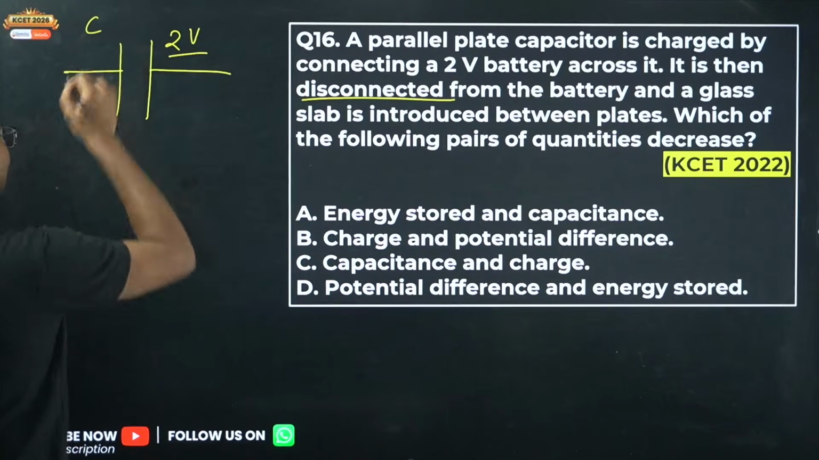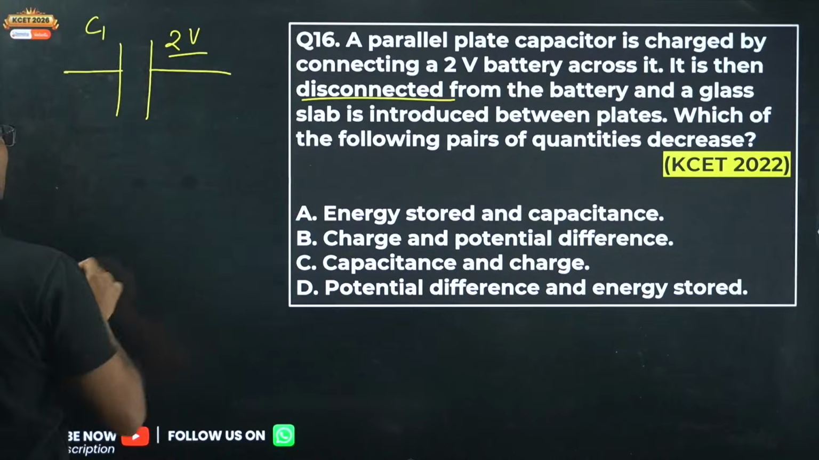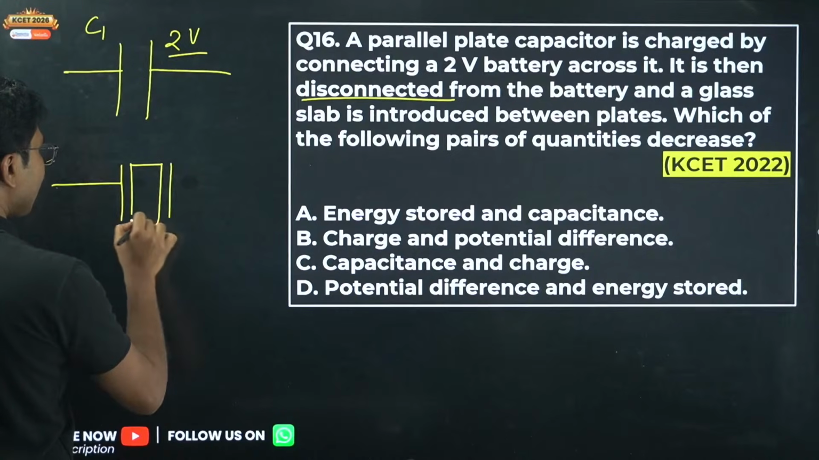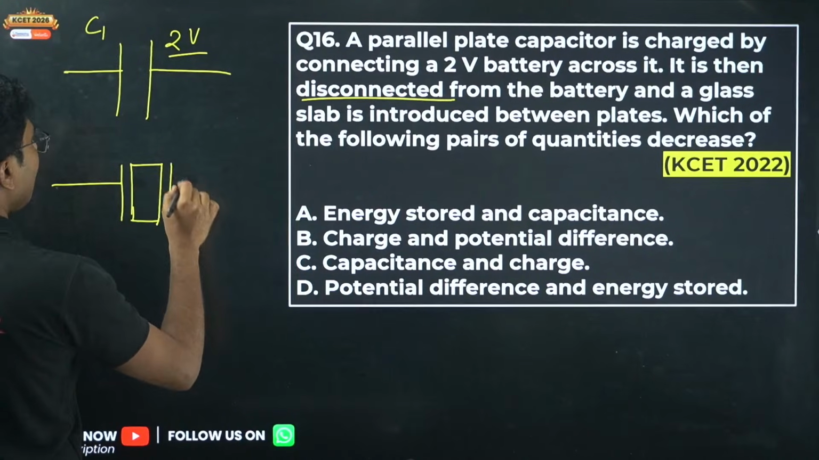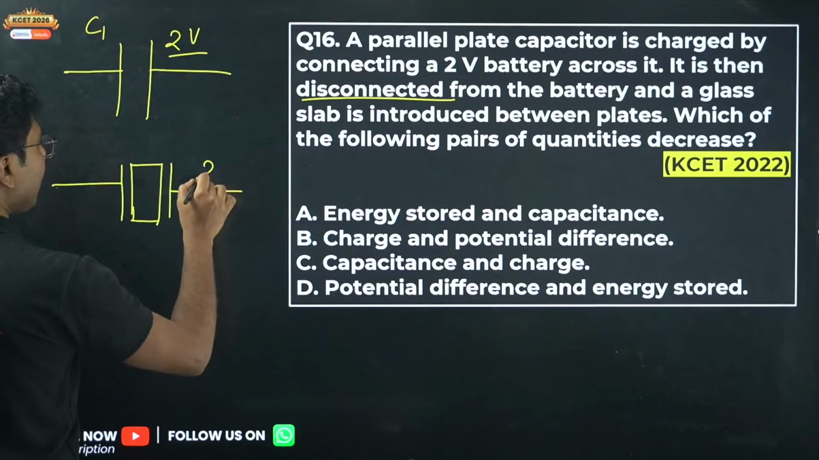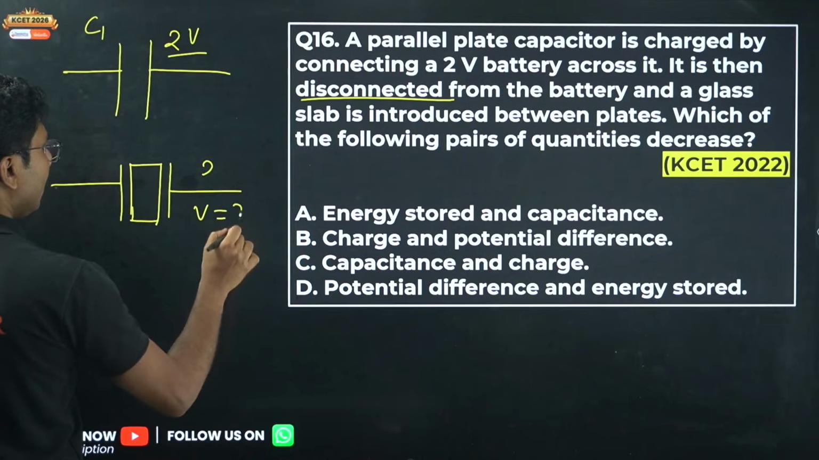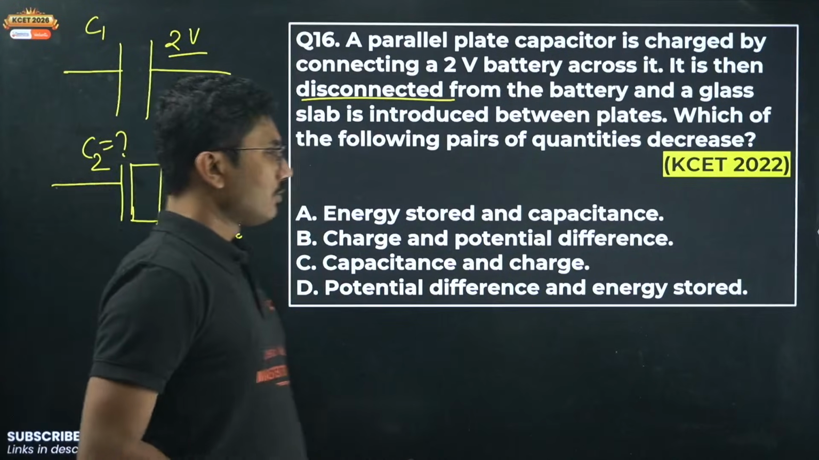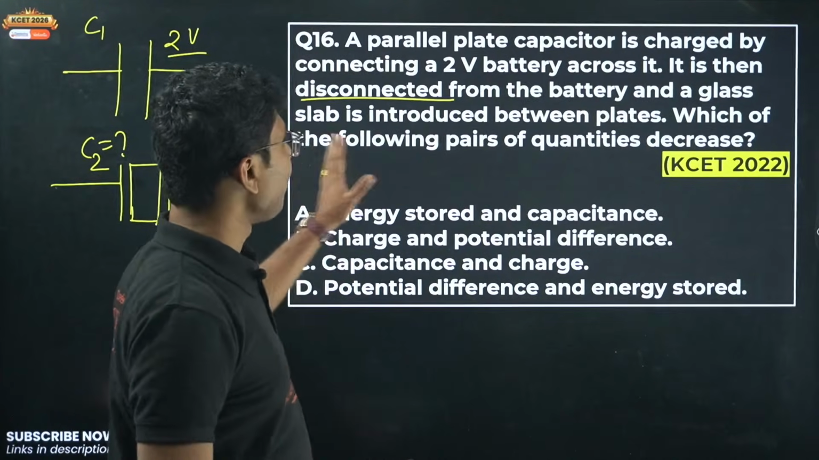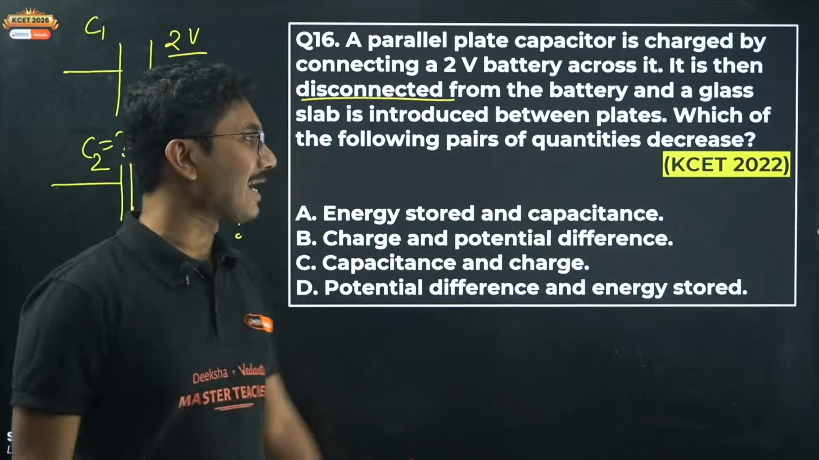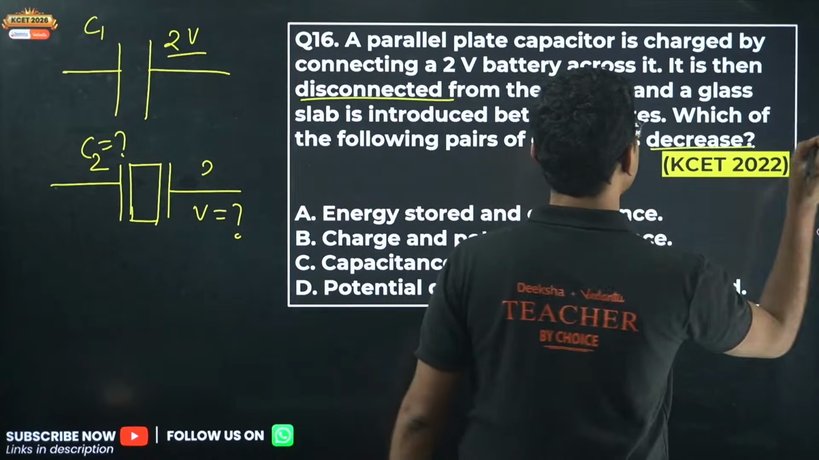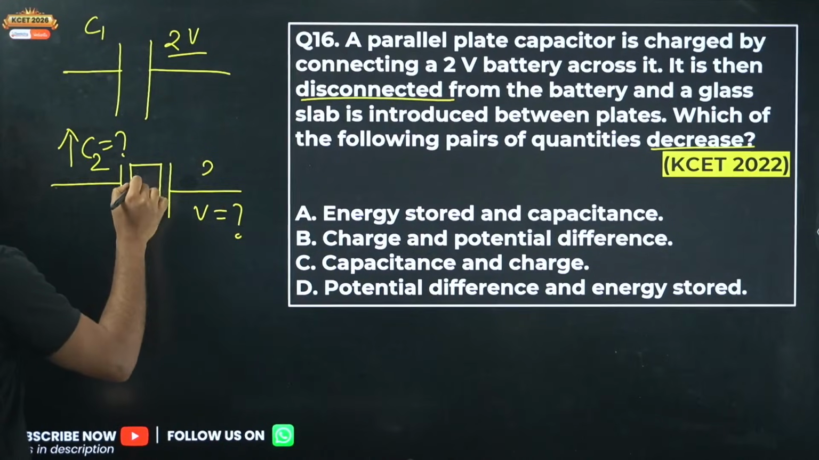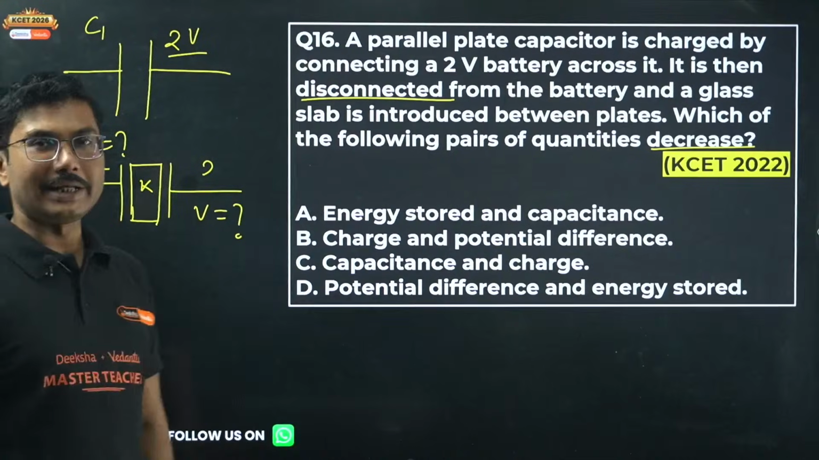Now initial capacitance C1. Now what you have done, you have inserted a glass slab between the plates. So glass slab is basically a dielectric medium. So what is the new potential? What is the new capacitance? Let's see which pair of quantities decreases. They are asking you the quantities that are decreasing. Definitely capacitance is increasing. If you insert a dielectric medium, capacitance should be increased by K times.